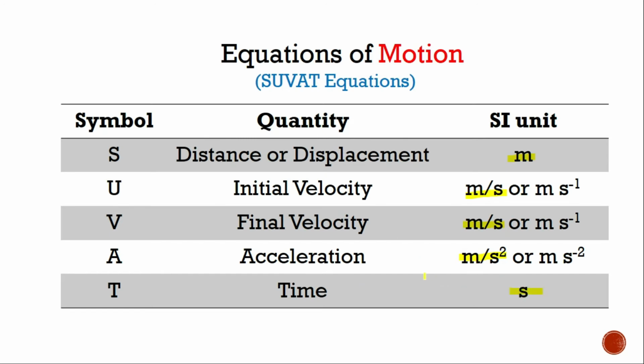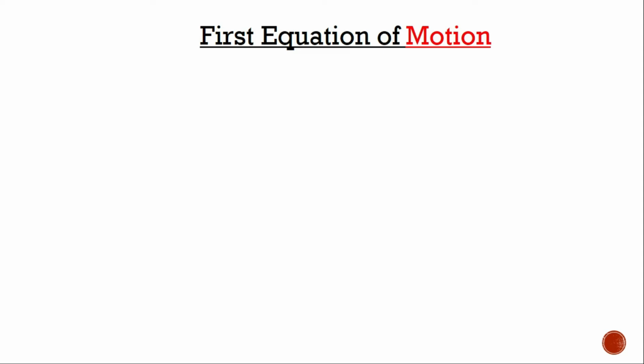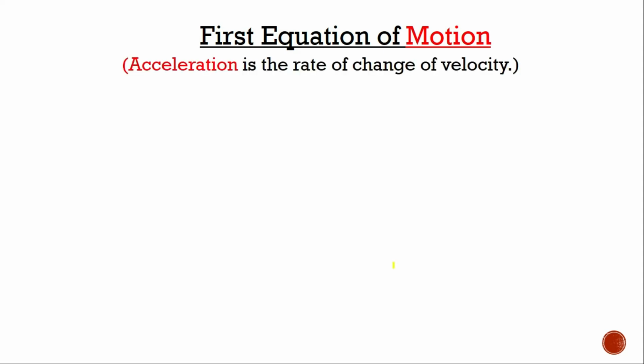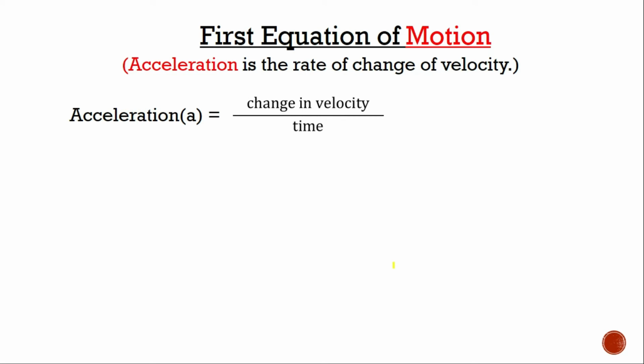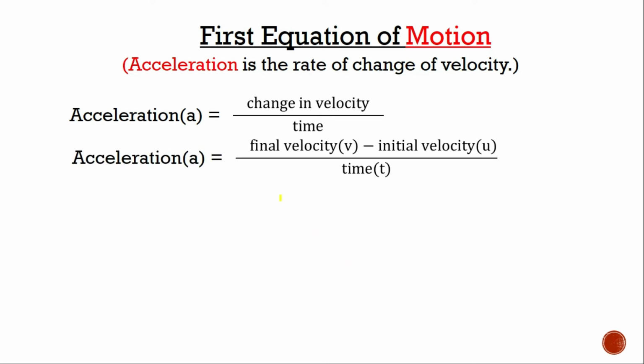So in order to derive our first equation of motion, we need to go back to our definition of acceleration, which says that it is the rate of change of velocity. This can be written as change in velocity by time. Now this can also be written as final velocity minus initial velocity divided by time, which we can now write as V minus U upon T. So here A, or acceleration, is V minus U upon T.